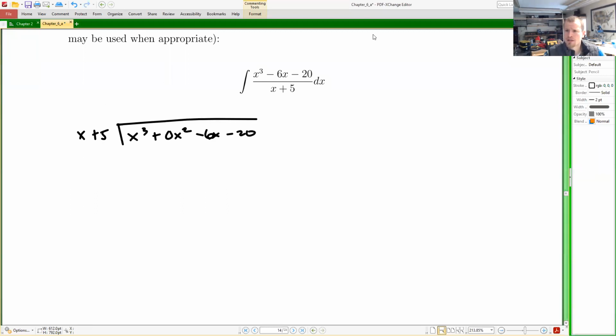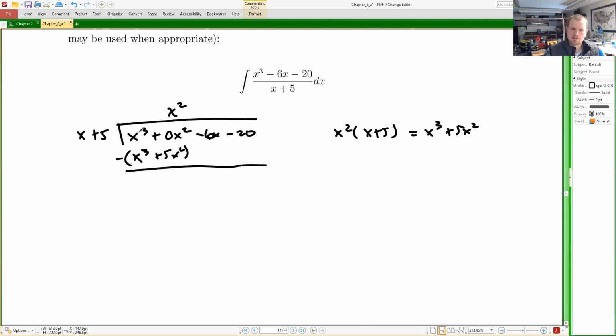So in this case, what we can do is say, how many times does x go into x cubed? x squared times. So then I end up with x squared times x plus 5 is x cubed plus 5x squared. And that's what I'm subtracting here, x cubed plus 5x squared. So I subtract that, x cubed minus x cubed, 0, minus 5x squared. Bring these down, negative 6x minus 20.